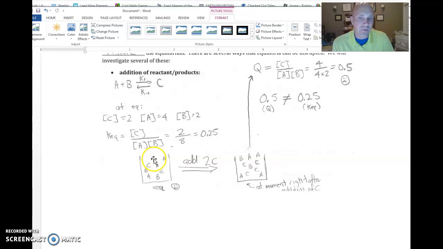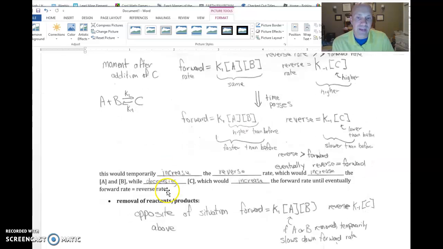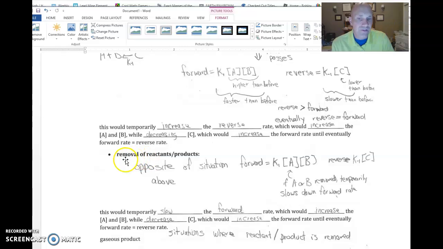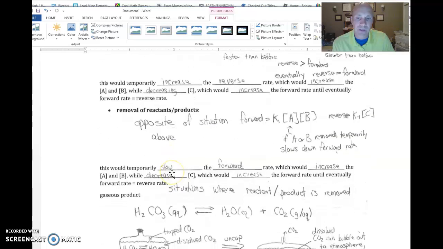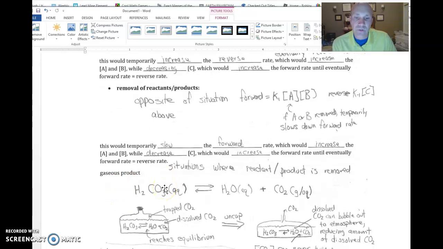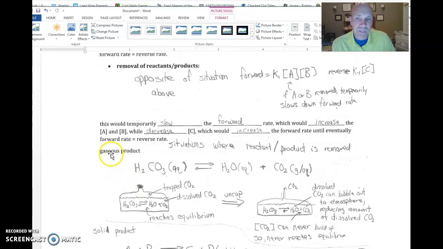At first you might think, if I've got a solution where I've got all these things dissolved in it, how do I just get A out of there? I can't just reach in there and pluck molecules of A out of the reaction mixture. So how would that ever happen where you've got a situation where products and reactants are being removed? There's two common situations where you would run into this. The first situation would be if you had a product which is a gas.